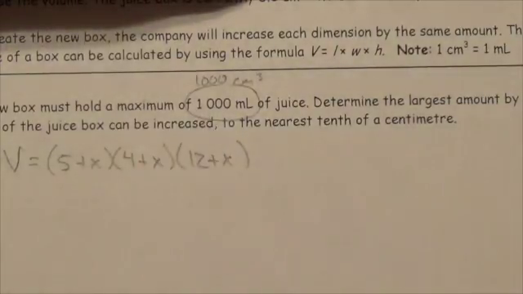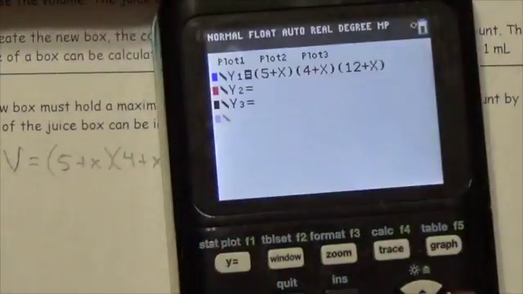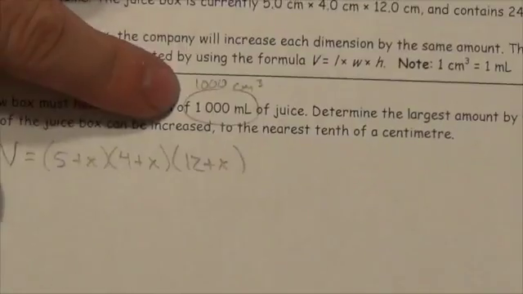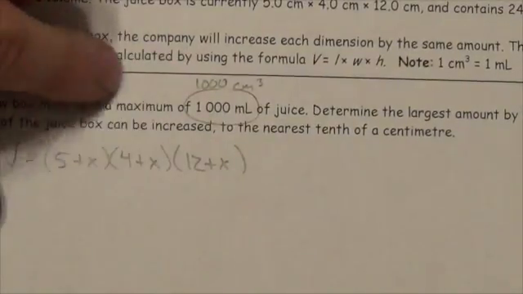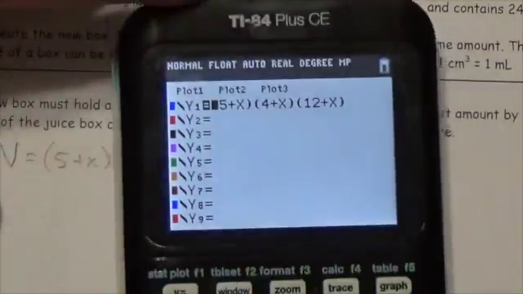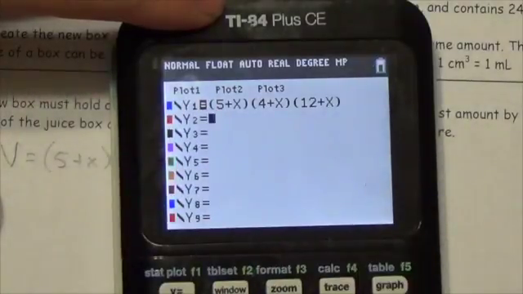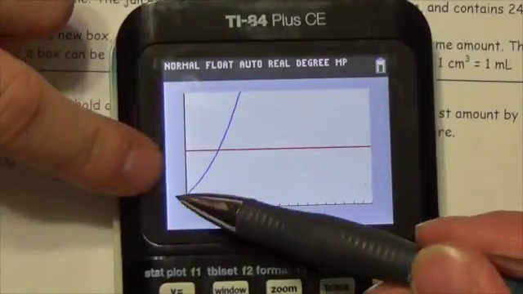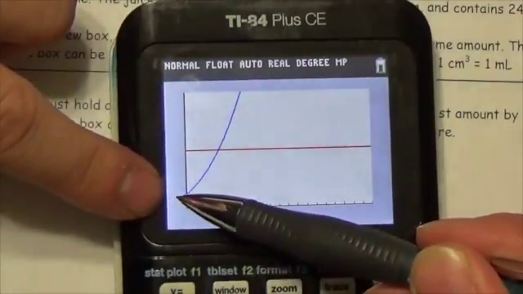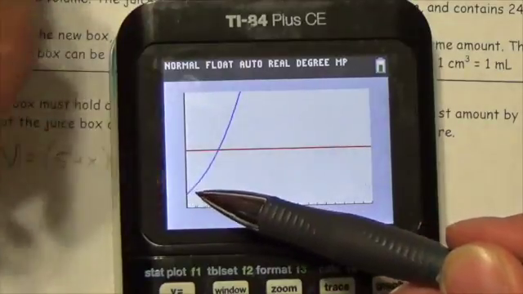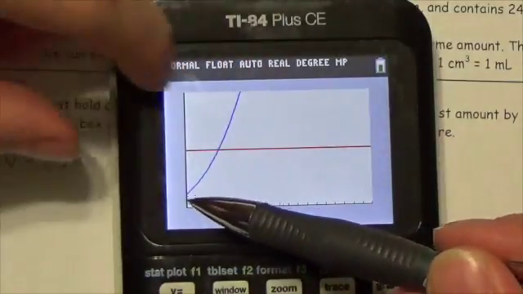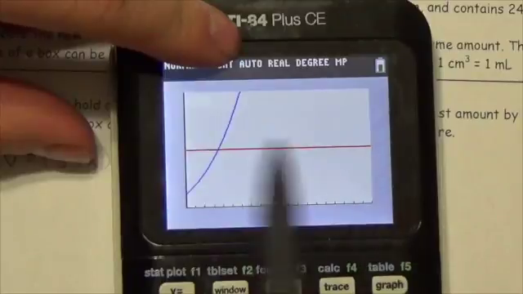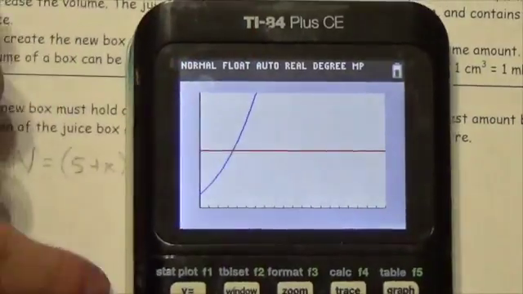So now what we're going to do here is go into y equals. We were interested in what we had to increase this thing by to get a volume of 1,000. Well, volume is a y coordinate, so we're going to go into y equals, and we'll just put 1,000 here and press graph. So here's the relationship between the volume and the amount that we're increasing each dimension by. And here's the 1,000. That's our goal here. So I want to find that point of intersection.